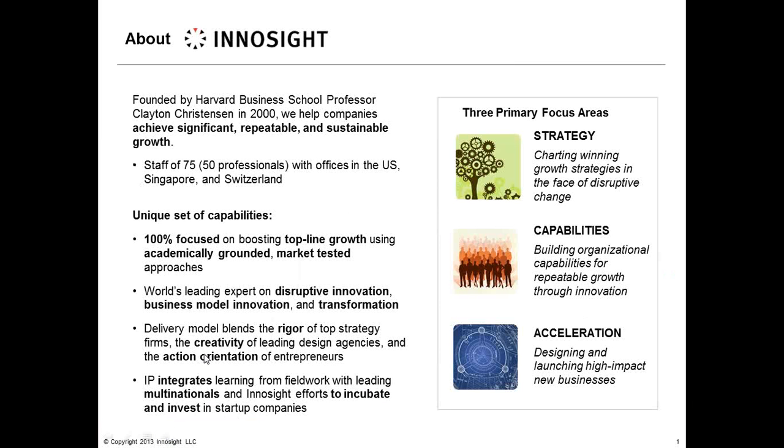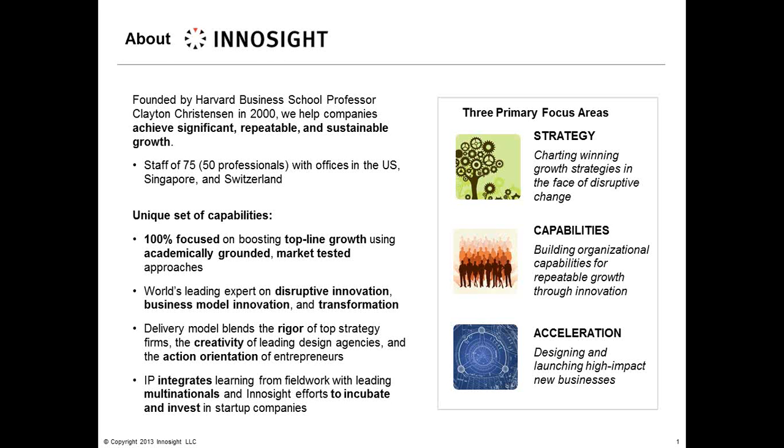So let me just tell you briefly about who we are before we dive into some of the materials here. For those of you who don't know Innosight, we were founded by Harvard Business School professor Clayton Christensen back in 2000 with a mission of helping companies achieve significant, repeatable, and sustainable growth. You have 2 of our offices represented here, the United States and Singapore. We also have an office in Switzerland.